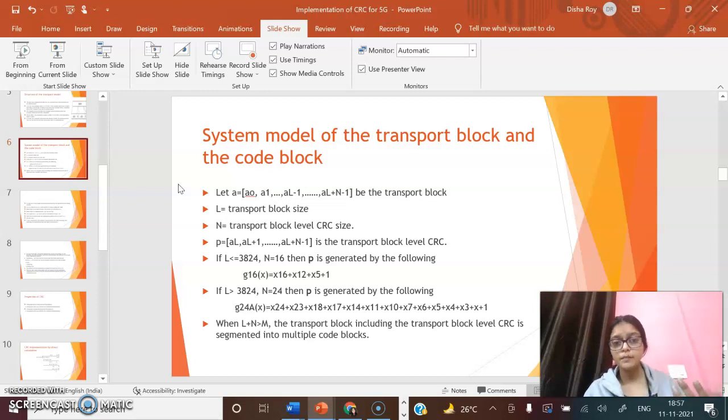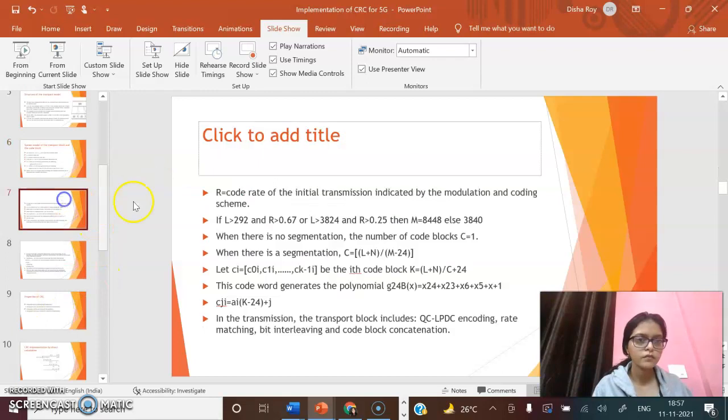So if L plus N is greater than M, the transport block, including the transport block level CRC, is segmented into multiple code blocks. Okay, so now coming further, R here is the code rate of the initial transmission, which is indicated by the modulation and coding scheme. If L is greater than 292 and R is greater than 0.67, or L is greater than 3824 and R is greater than 0.25, then M is 8448, else it is 3840.